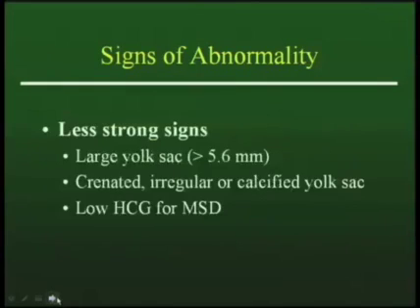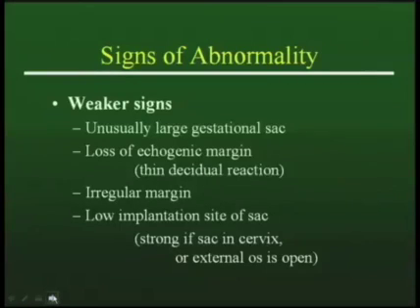Then there are signs of abnormality that are somewhat less strong. That is, there's the large yolk sac, which we mentioned, the calcified yolk sac, and the low HCG level for mean sac diameter. Then there are signs of abnormality that I consider weaker. These are weaker primarily because they are more subjective and more difficult to identify. An unusually large gestational sac, or a thin decidual reaction. These things are hard to judge. The irregular margin of the gestational sac, or low implantation of the sac, unless that sac is in the cervix, and then that's a very strong sign of impending abortion.